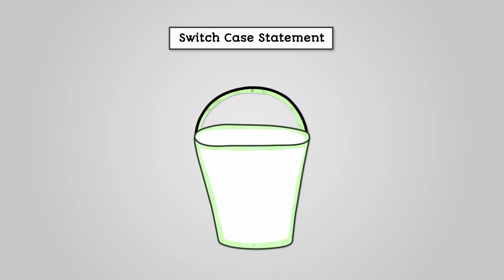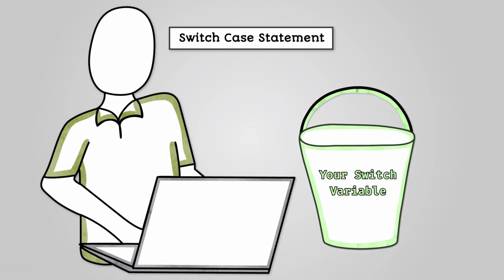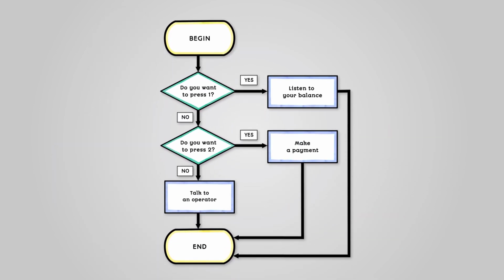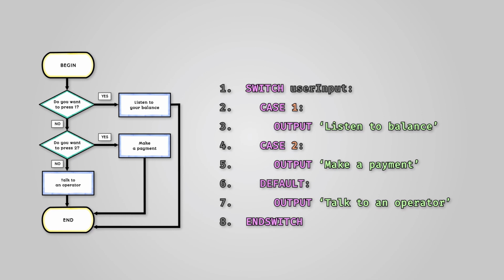The idea is that you have a variable called your switch variable. You then run case statements, which are blocks of code that run depending on what is in the switch variable. Let's look at the menu choice case from the previous lesson. We have seen how to code this as an if, else statement. However, as a switch case statement, this code can be much more straightforward.